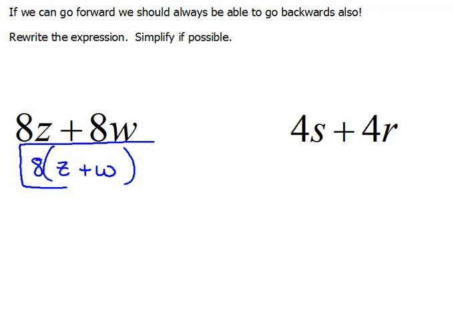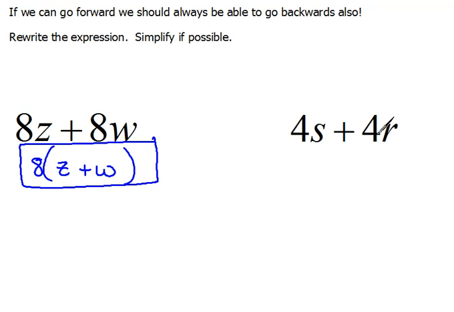This is what I'm talking about when I say reverse distribute. You are going backwards. And you could check yourself with this. You would just have to perform the distribution and make sure that it did in fact give you your original problem back. Let's try another one.